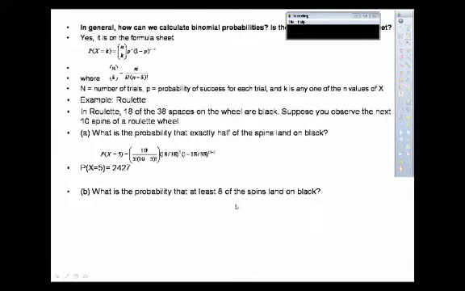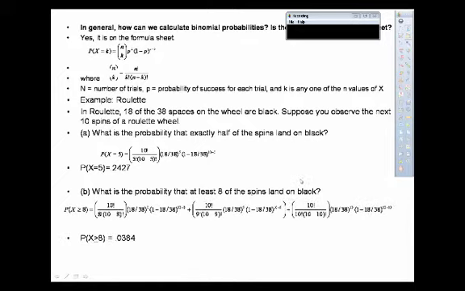What is the probability that at least 8 spins land on black? Well, we can add those up. Remember that we want the probability of 8, 9, and 10. So we can put all those into that formula. Yikes, what a mess.